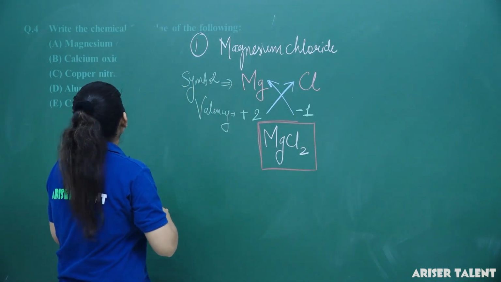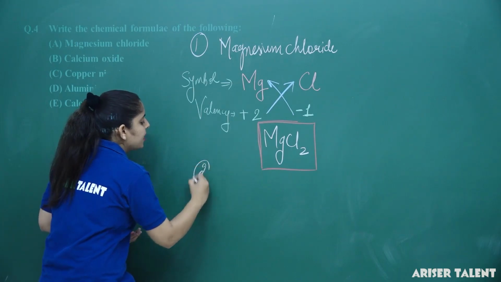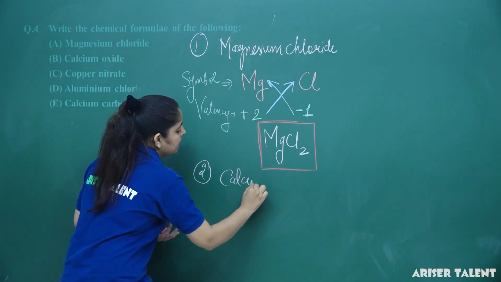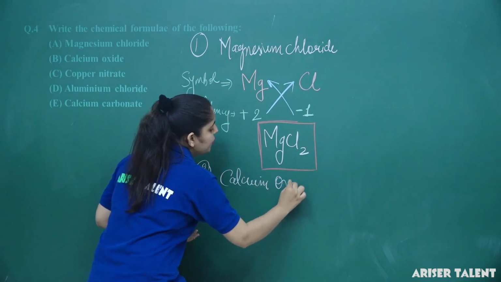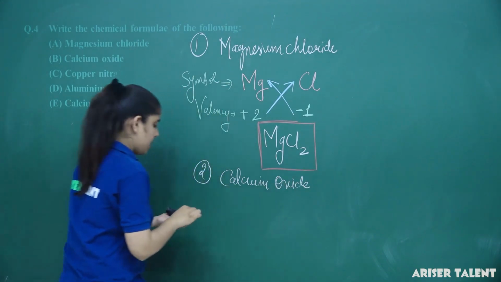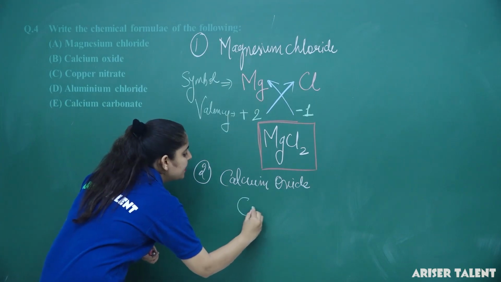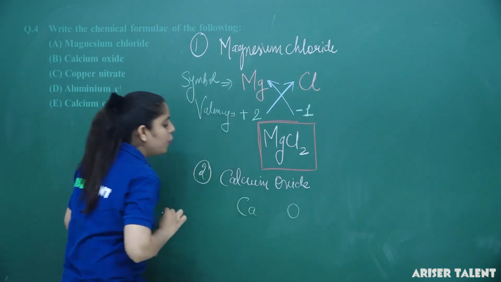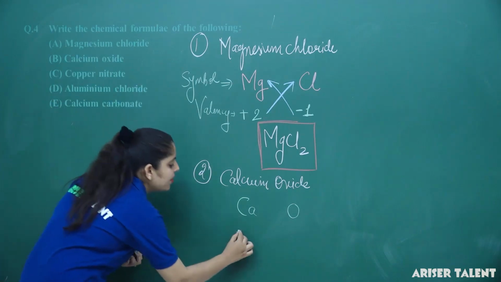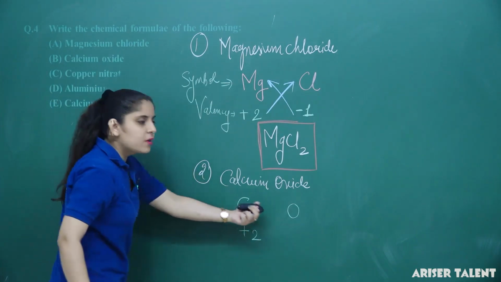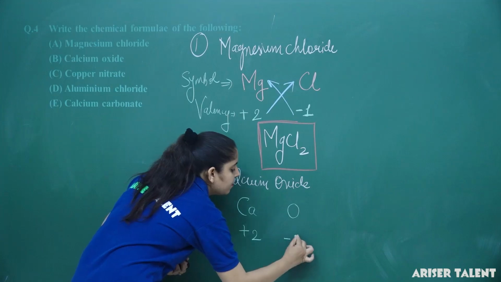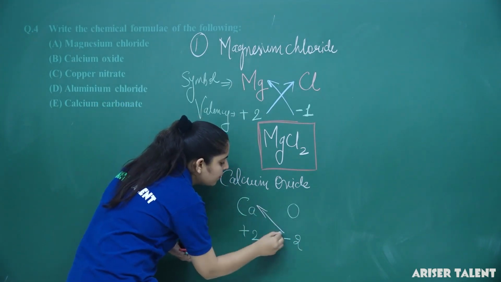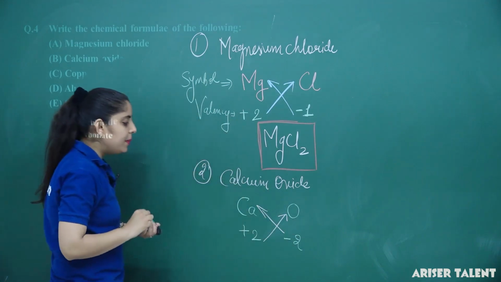Clear? Now, calcium oxide. Second compound is calcium oxide. The symbol for calcium is Ca and for the oxide you have O. Okay. Calcium is having a valency of +2 and oxygen is having a valency of -2. So, if we do the crisscrossing of the valencies, it will be like that.